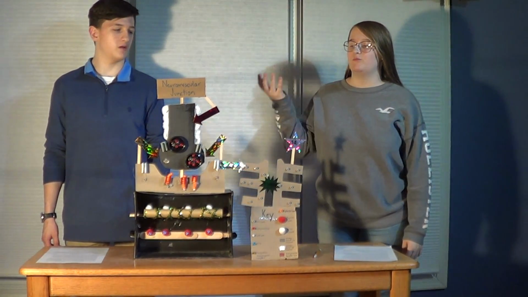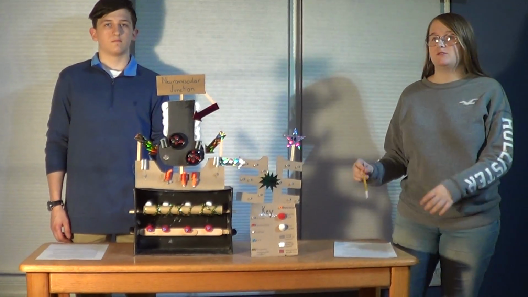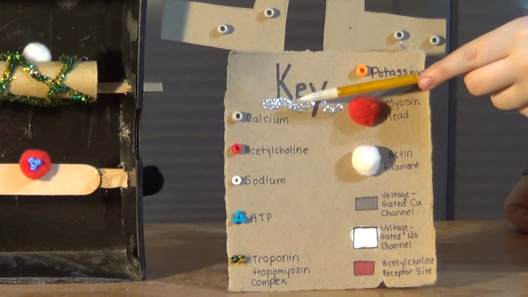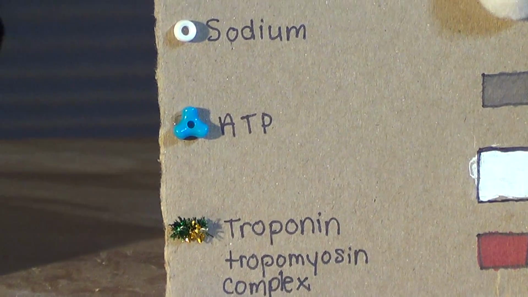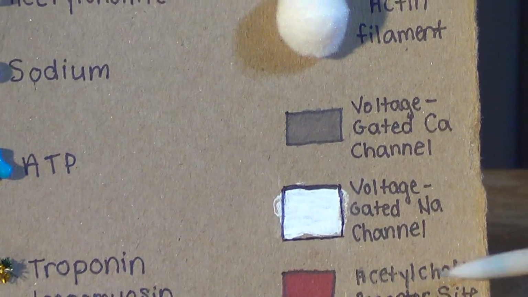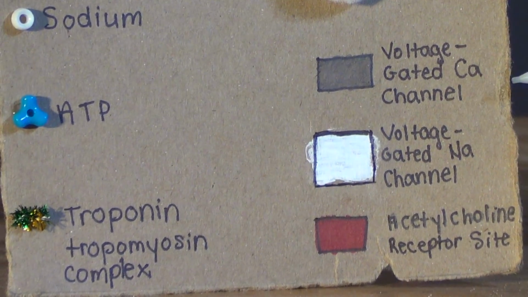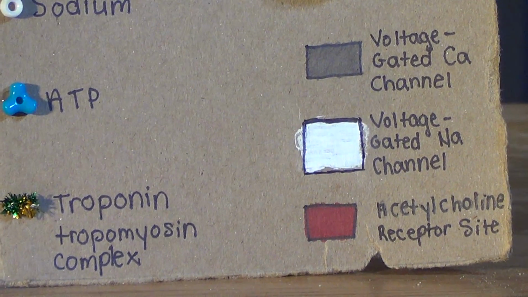And this is our project, Neuromuscular Junction. But before I explain this process, I'm going to point you to this key down below. First, we have calcium that is gray, acetylcholine that is red, sodium that is white, potassium that is orange, and then down below we have 3 different channels. We have the voltage-gated calcium channel, the voltage-gated sodium channel, and we have the acetylcholine receptor site.